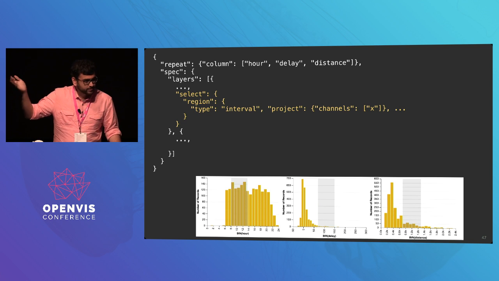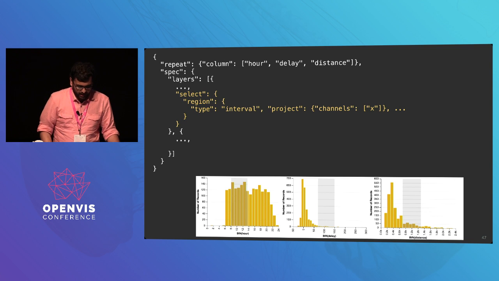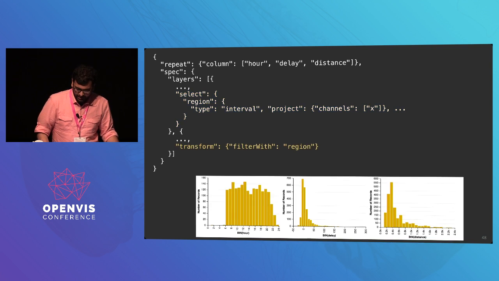So now I've got brushes, but they're not really doing anything great. Let's have them be useful. The final part is to use those region selections to filter out the data in my gold layer.